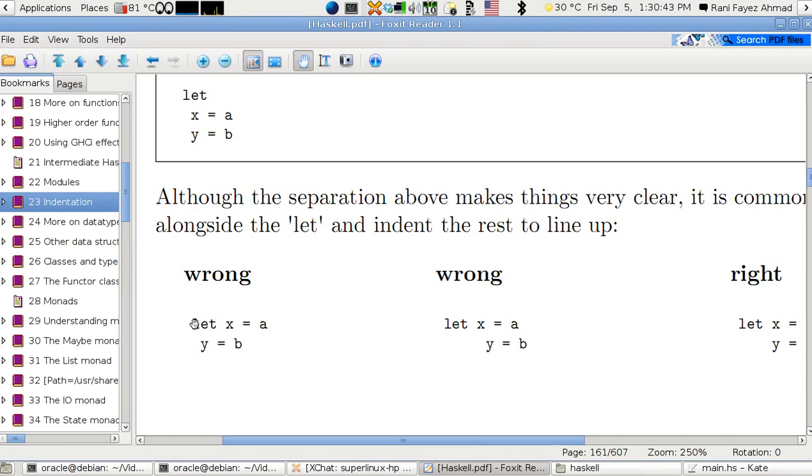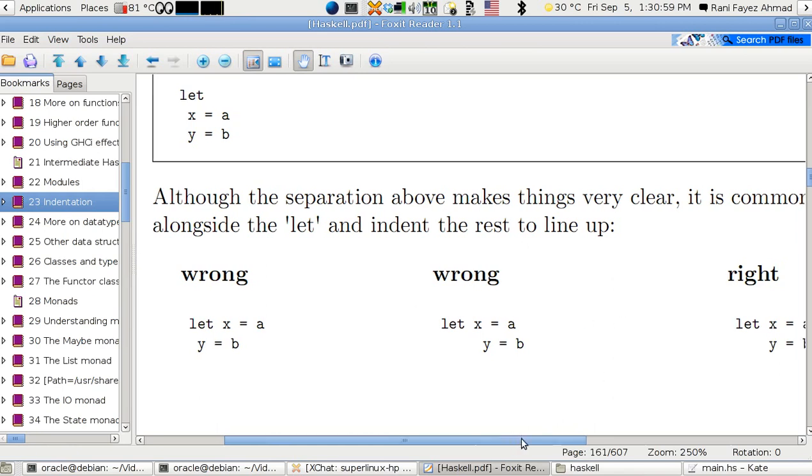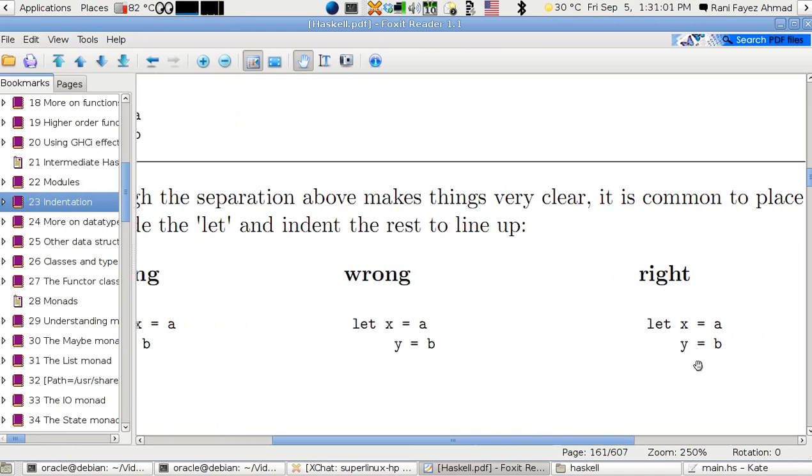So this is wrong, as you see. I understand that you're reading, but just understand that this is wrong. If you start with the let and x equals a on the same line, you have to put them all aligned, like this. You see the x is with the y, at the same aligned margin. And this is wrong even if there's just a single space difference here. So be careful.